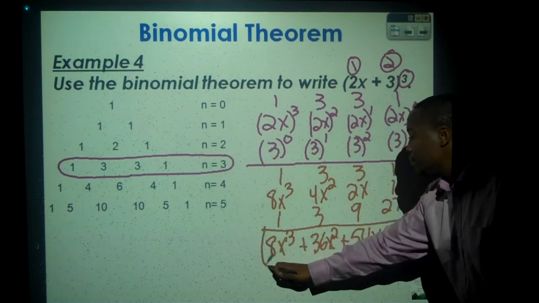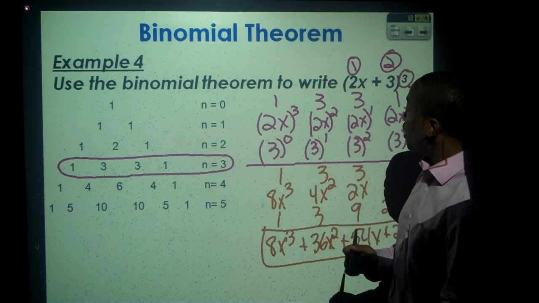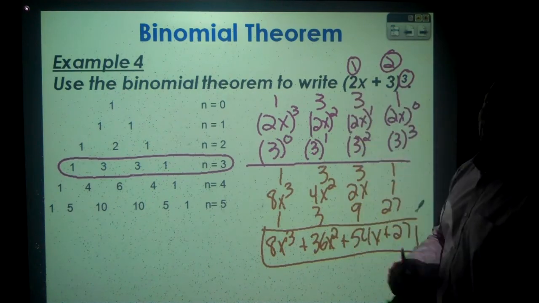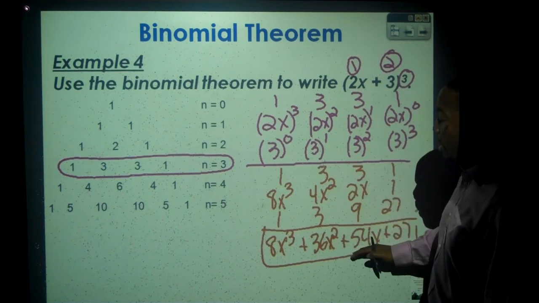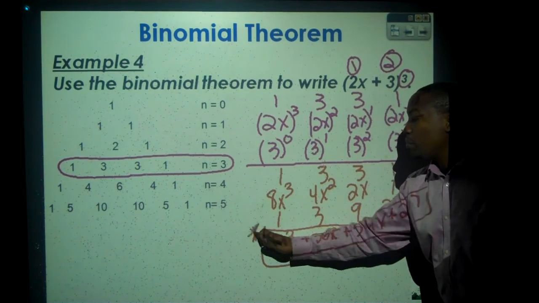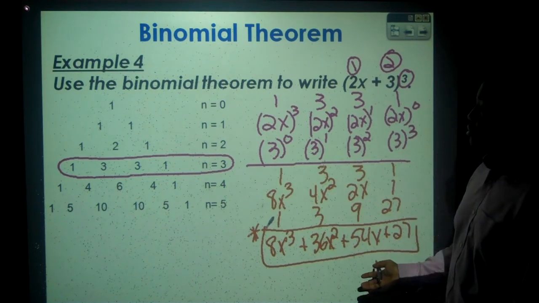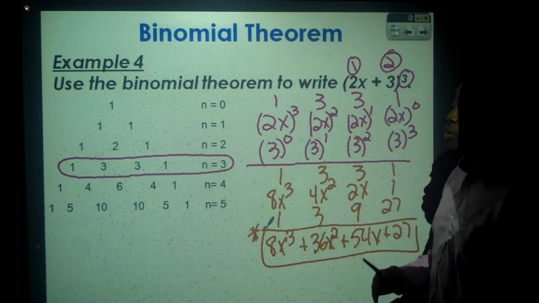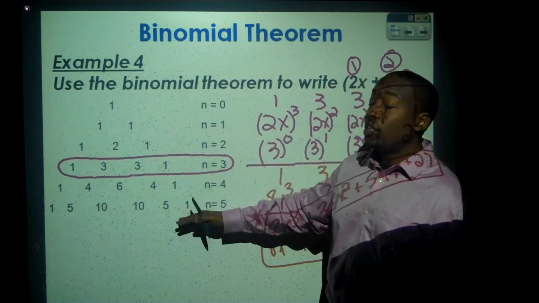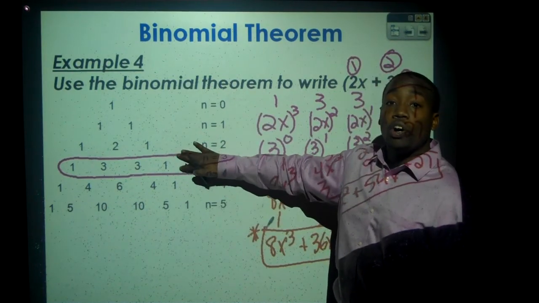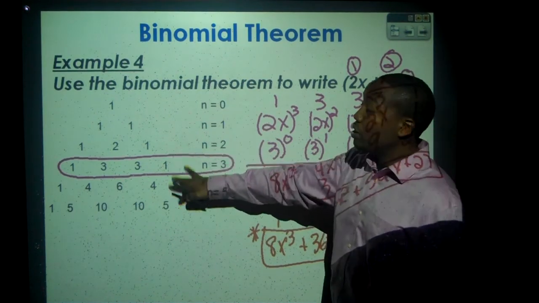Now this is our answer. So now just imagine if we were to do this three or four times. That would be a pain. We just broke this down and we got our answer that quick by using the binomial theorem. So like I say again, this is a shortcut. The only thing you need to make sure you understand is how to create the Pascal's triangle. This right here will help you solve the whole binomial theorem and everything will go perfect.